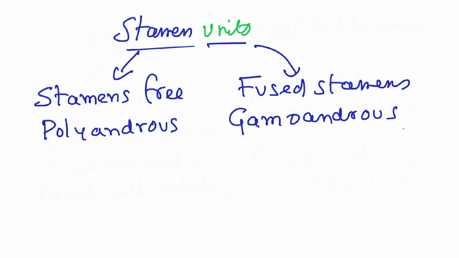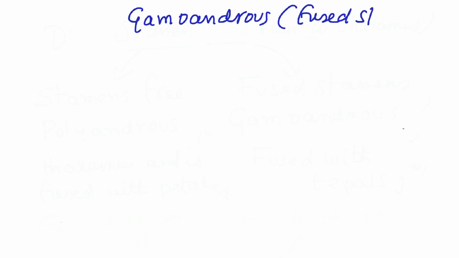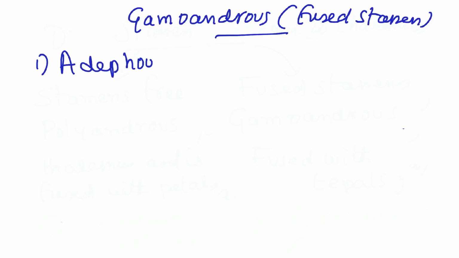Gamoandrous. Next, as far as fused stamens, that is, Gamoandrous stamens, are concerned, there are very important divisions which are also of key importance as far as the NEET exam and other exams related to botany or biology are concerned. And we look at the first case, which is called the Adelphous case.